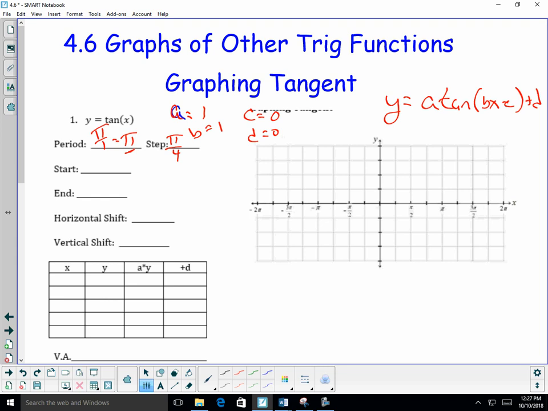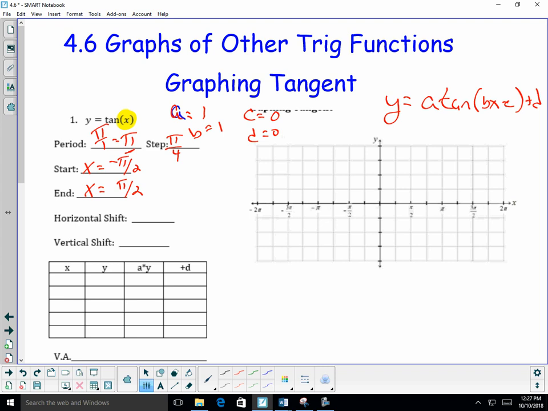Tangent, I have to remember, I'm going to take whatever's inside this parenthesis, and I'm going to set it equal to negative pi over 2. So I'm going to have x is equal to negative pi over 2. To find my end, because it's tangent, it's different, I'm going to take whatever's in that parenthesis and set it equal to positive pi over 2.